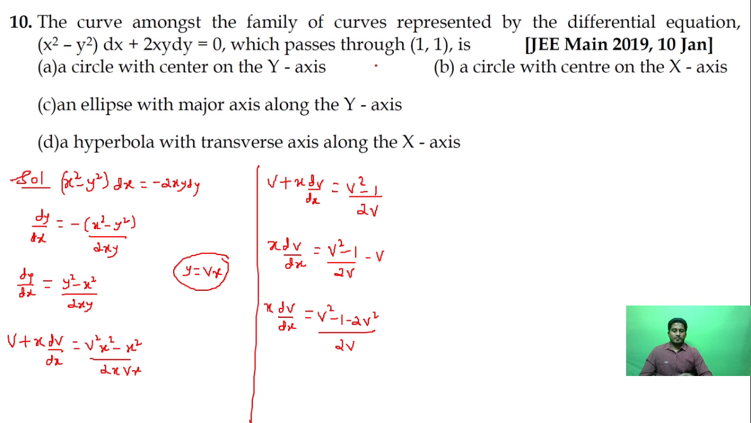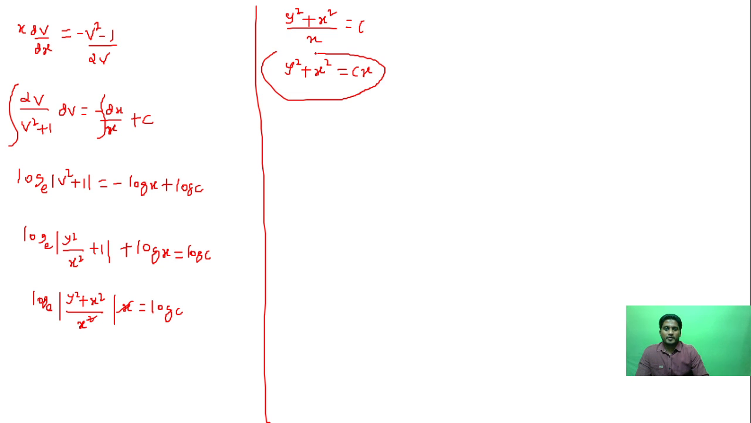Now it is given in the question, it will pass through the point 1 comma 1. So if I put x is equal to 1 and y equal to 1 in equation 1, x square plus y square is equal to cx, you will get 1 plus 1 is equal to c, so c is equal to 2. So from this I can write x square plus y square is equal to 2x. So I can write x square plus y square minus 2x is equal to 0.